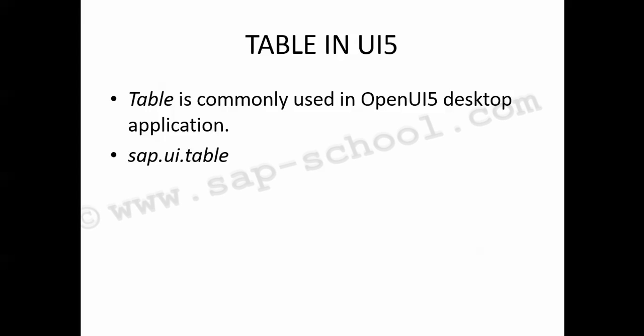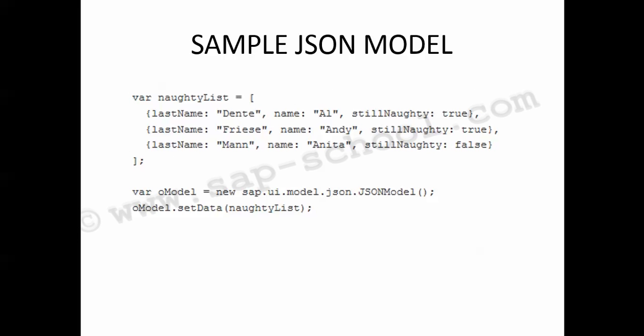Due to the nature of tables, the control used for the column templates also has a big influence on the performance. The table control relies completely on data binding, and its supported feature set is tightly coupled to the data model and binding being used. So we have this sap.ui.table, which we have to use whenever we want to use the table control in any application. This is the sample JSON model.